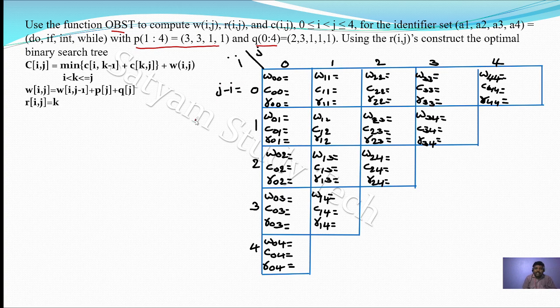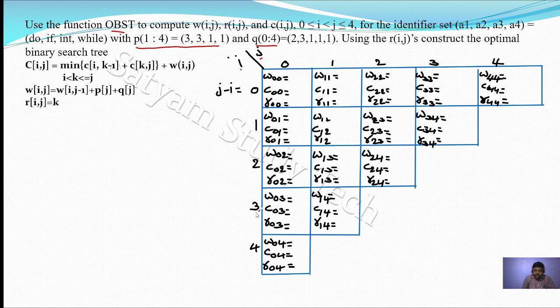So how can we calculate it? Here you can write 0 to 4, because there are 4 keys. These are the columns, which indicate j, and the rows indicate i, 0 to 4. So j minus i equal to 0: 0 minus 0 is 0, 1 minus 1 is 0, 2 minus 2 is 0, 3 minus 3 is 0, 4 minus 4 is 0. So we can write here w of 0 0, c of 0 0, r of 0 0, like that.